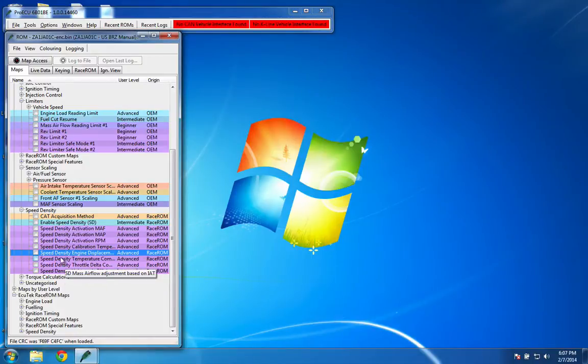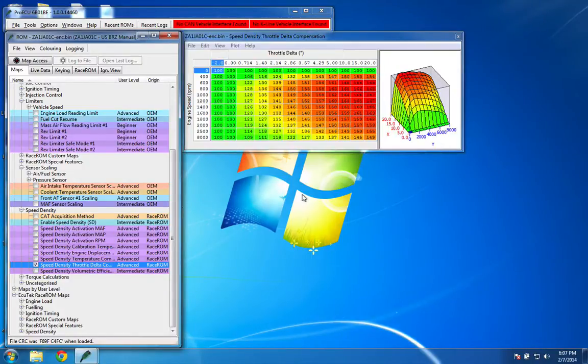The temperature compensations I already showed you, and then the other one's just a throttle delta comp, which is very similar to the throttle tip-in enrichment that you get with, it's basically like an accelerator pump on a carburetor. It's not really all that complex. You can see it's just adding volumetric efficiency. So here's your throttle delta, 20 to minus 2, and then this is just a compensation against engine RPM for the load calculation.